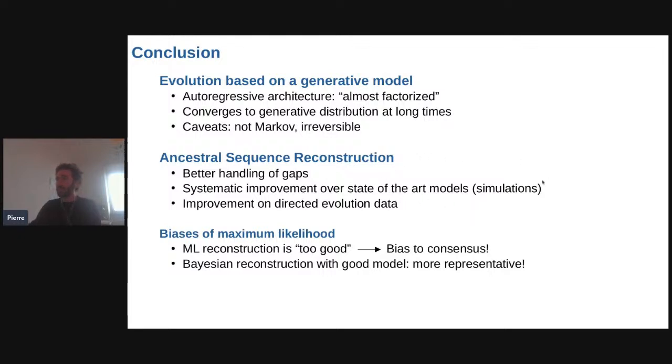It does show a systematic improvement over state-of-the-art models in simulations, and seems to also improve when we use this directed evolution data, which is encouraging. And an interesting thing is that we can also use this framework to study the biases between ML reconstruction and Bayesian reconstruction.